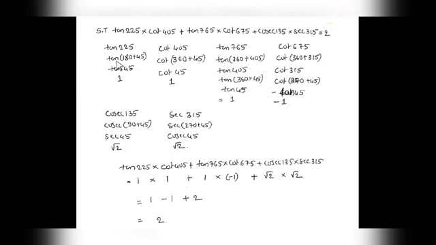Tan 225 can be written as tan 180 plus 45. It is in the third quadrant. In the third quadrant, tan is positive. Tan will not change. It will be tan 45. Tan 45 value is 1. Cot 405 can be written as cot 360 plus 45. 360 plus 45 is in the first quadrant. In the first quadrant, all are positive. Cot will not change. That will be cot of 45. Cot 45 is 1.